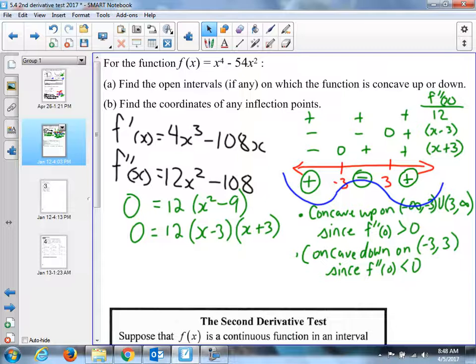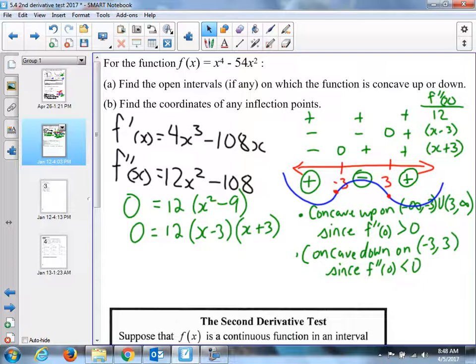Just taking a look at my blue sketch, just like the other day with increasing, decreasing, I like to put arrows in there. I do this because this tells me it switches from concave up to down. It switches from positive to negative or negative to positive at 3 and minus 3. These don't have a max and min, they don't have a special thing. As long as it switches signs, it doesn't matter. It's an inflection.